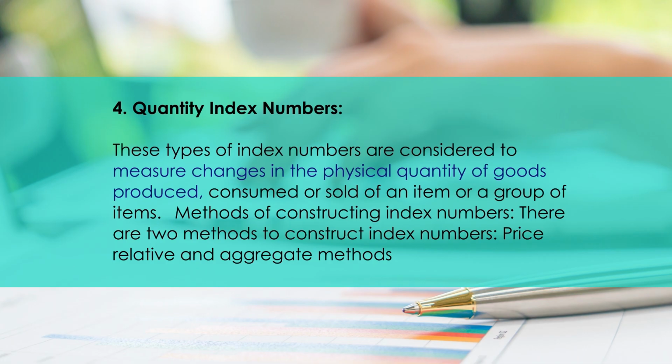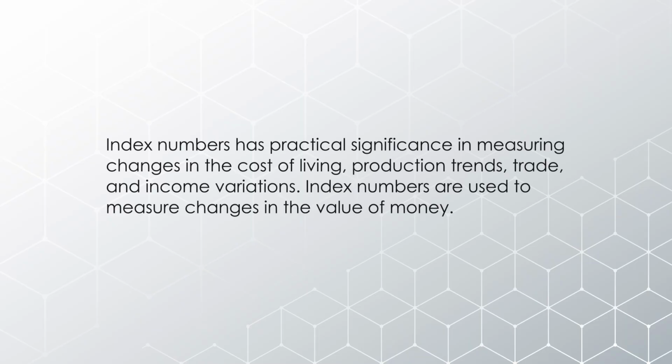Coming to the methods of constructing index numbers, there are two methods: price relative and aggregate methods. Index numbers have practical significance in measuring changes in the cost of living, production trends, trade and income variations, and they are used to measure changes in the value of money.